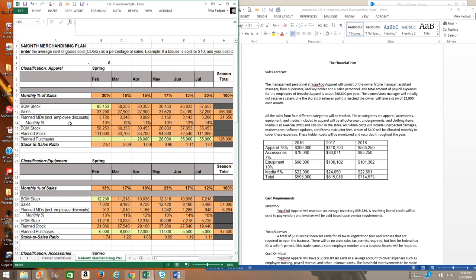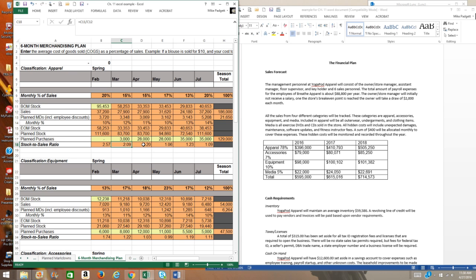So that would come up to $95,453 as your beginning of the month stock. And then you do the same thing for each of your other classifications, and that'll help you figure out your beginning of the month stock. And then the only other thing you fill in here is the planned purchases. With the planned purchases, the thing you're trying to do is keep your sales to stock ratio close to a 1. So here, originally I had like 3,000, but watch what happens when I do that.